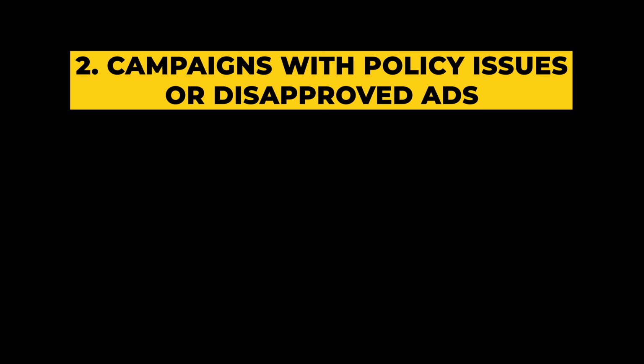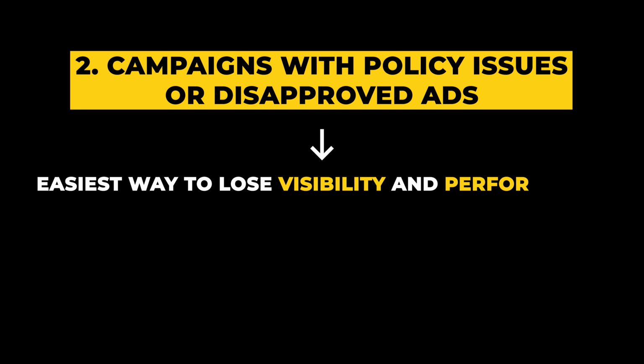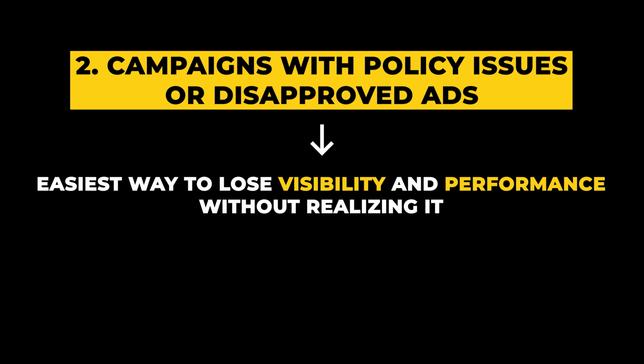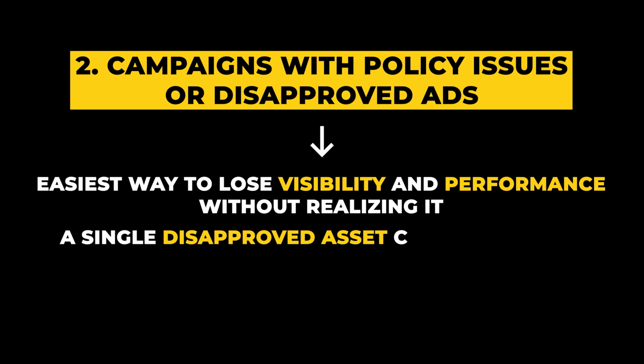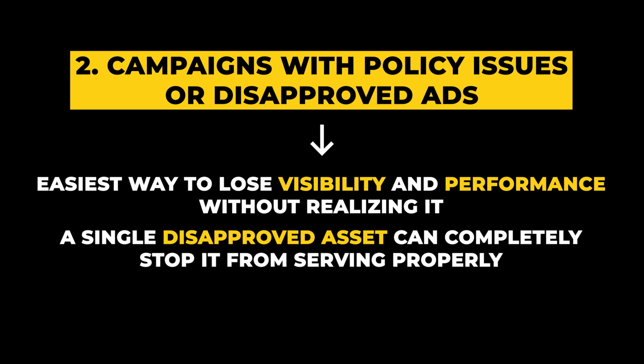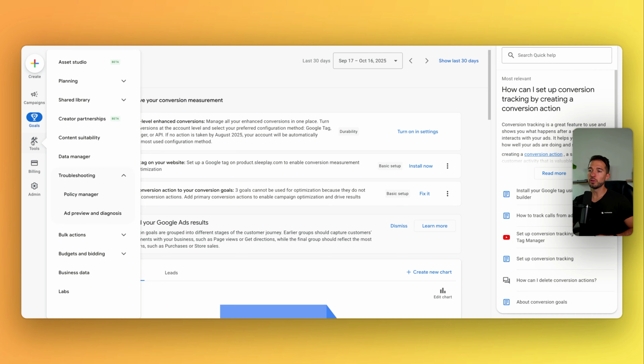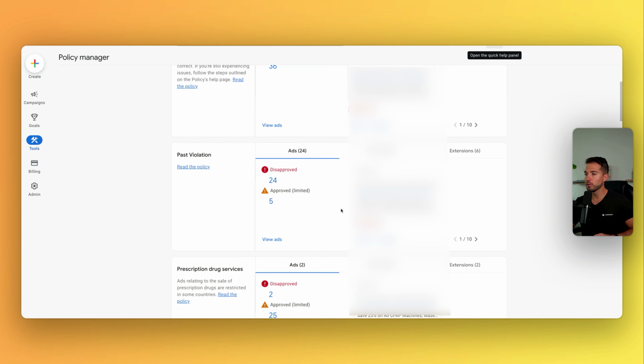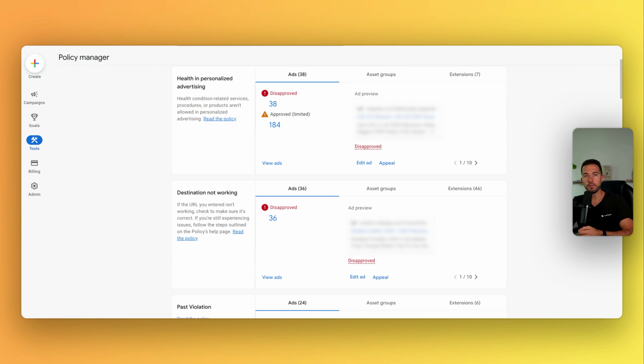Another common mistake is having campaigns with policy issues or disapproved ads. Disapproved ads and policy issues are one of the easiest ways to lose visibility and performance without realizing it. Even if the campaign looks active, a single disapproved asset can completely stop it from serving properly. So to check if this is affecting you, go to Tools, Troubleshooting, and click on Policy Manager. You'll see the reason why all your ads are getting disapproved. Make sure to carefully review all Google Ads policies, understand them, and double-check your ads to ensure they fully comply with each one. Sometimes it's just one headline or one product image causing the block.